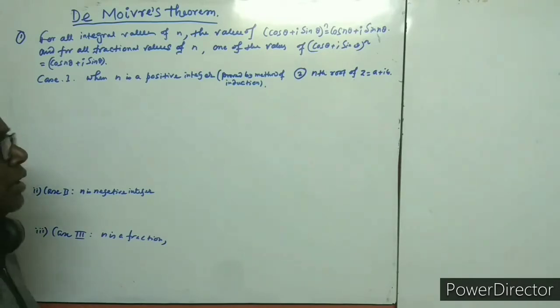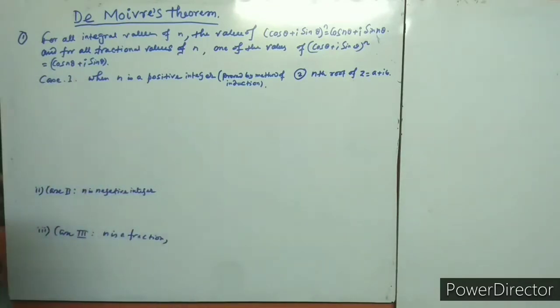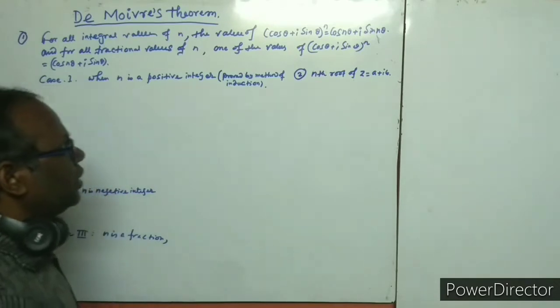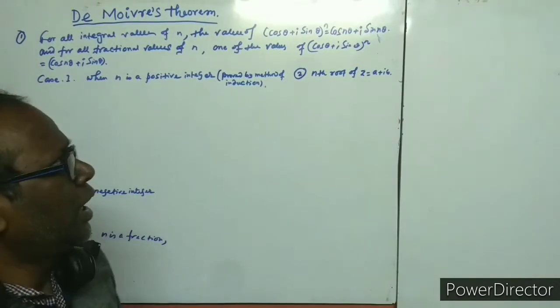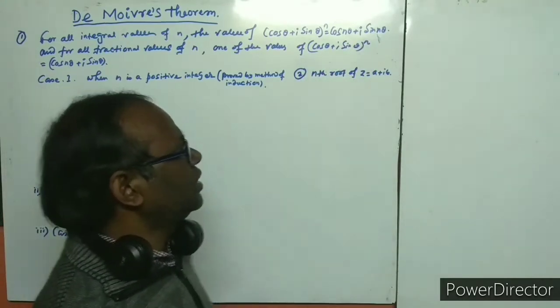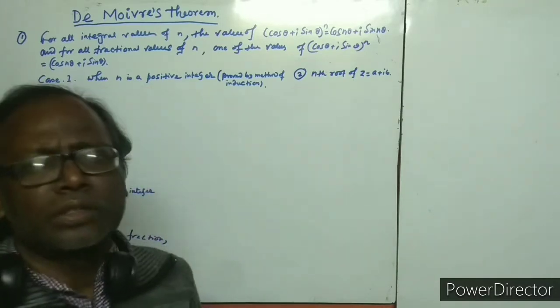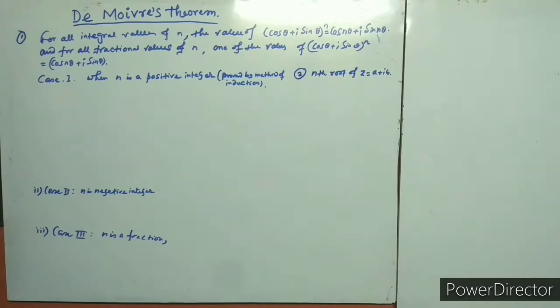Today we discuss the chapter on complex numbers. This is part of De Moivre's theorem, okay? The theorem here is (cos theta plus i sin theta) to the power n is equal to cos n theta plus i sin n theta, okay? This is applicable for all integral values of n, and it is also valid for fractional numbers, like 2 by 3, 3 by 4, that type of fraction.